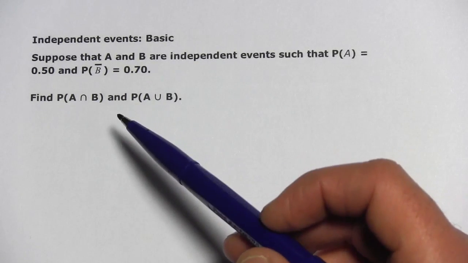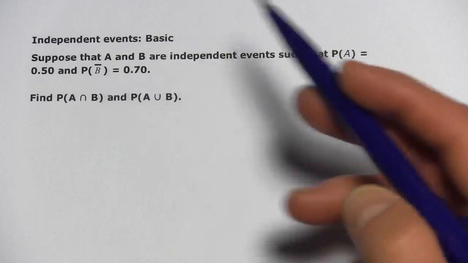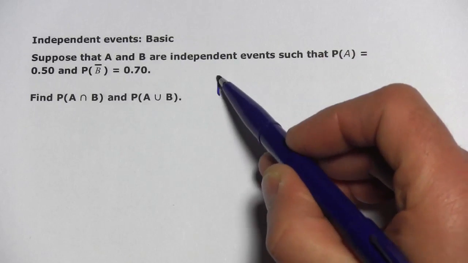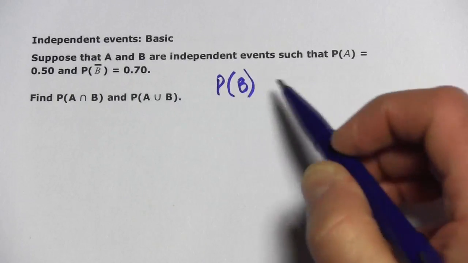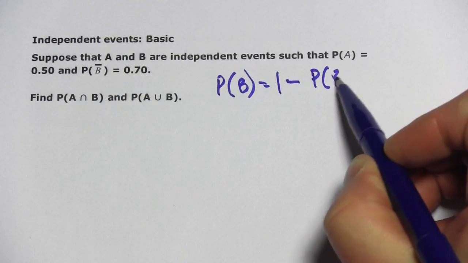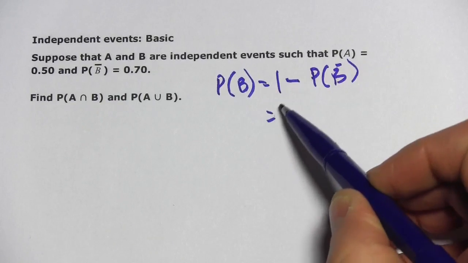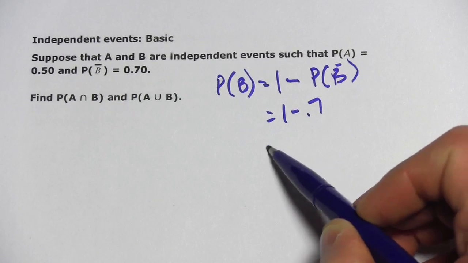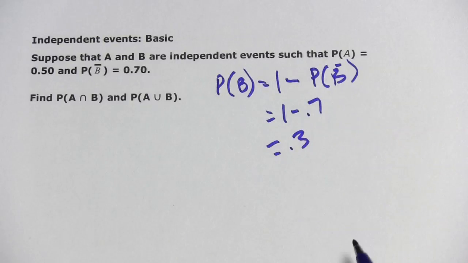Well, first of all, we need to get the probability of B instead of not B, and that's pretty easy. So the probability of B is just going to be 1 minus not B. So that is 1 minus 0.7, or 0.3. So the probability of B is 0.3.